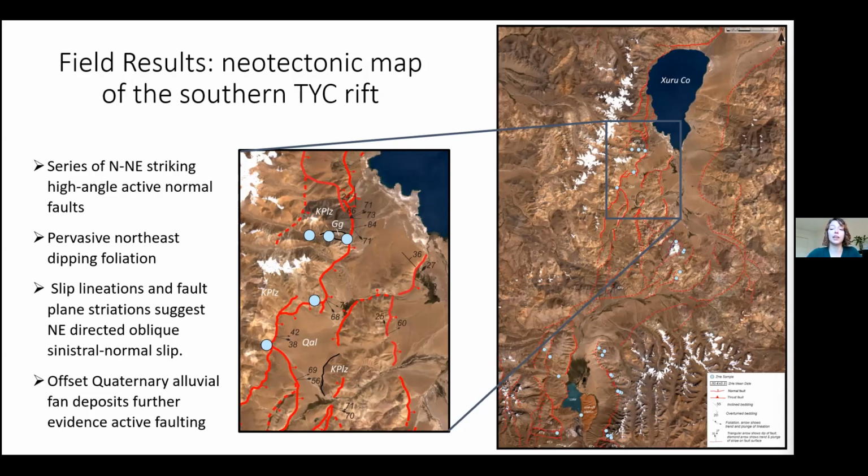We also mapped some offset Quaternary alluvial fan deposits just to the west of Suruko Lake, which further evidence active faulting.